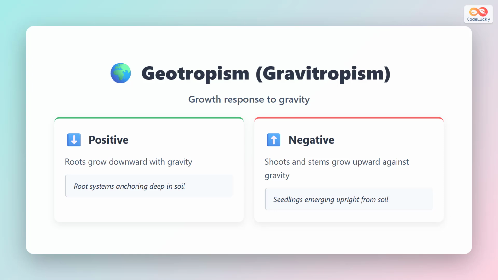Geotropism, also called gravitropism, is the plant's response to gravity. Roots display positive geotropism, growing downward with the pull of gravity. This helps anchor the plant firmly in the soil and reach deeper water sources. Shoots and stems, however, show negative geotropism, growing upward against gravity. This is why seedlings always emerge from the soil in an upright position, no matter how the seed was oriented when planted.